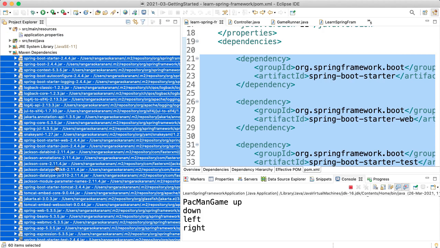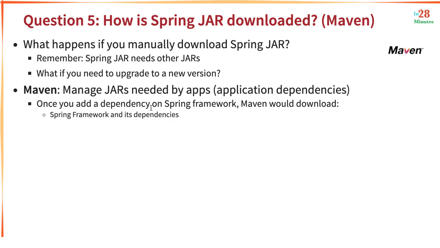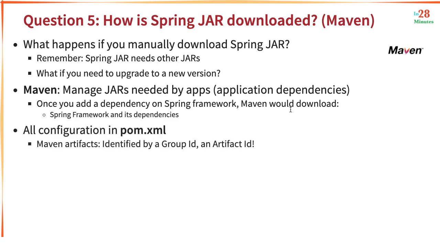This will change with time. So there might be lesser number of jars or more number of jars. With different versions of Spring Framework, this keeps changing. But you can see that there are about 60 jars which are downloaded for me just by defining these 3 things in here. All this is done by Maven. Maven automatically downloads this. And when I'm running the application, it is configured to use these jars directly. So if you add a dependency on Spring Framework, Maven would download Spring Framework and the dependencies of Spring Framework as well. And all this configuration is done in pom.xml.